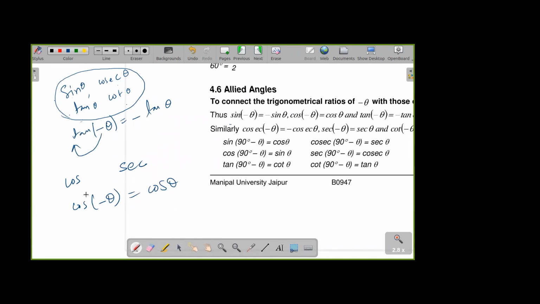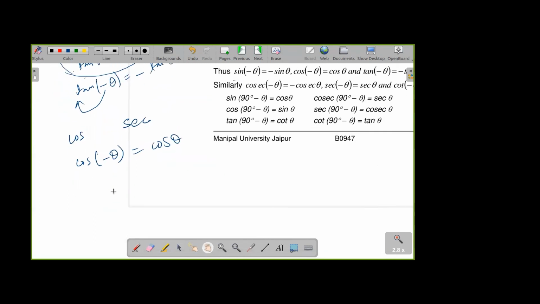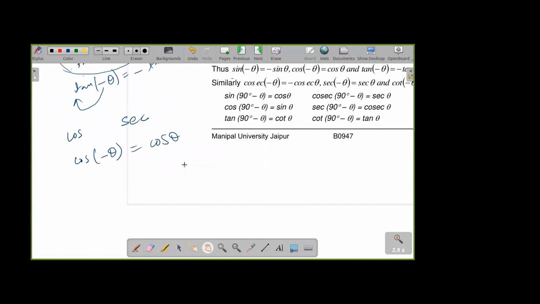Like if I want to find cos minus 45 degree, it is the same as cos 45 degree. But if I want to find sine minus 45 degree, the minus will come out as a coefficient, and then sine 45 degree.